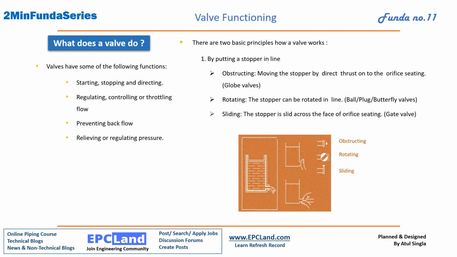Rotating: the stopper can be rotated, for example in ball valves, plug and butterfly valves. The rotating impact will be there to stop the flow. Then sliding will be there mostly in gate valves. The stopper is slid across the face of the orifice seating. So these are the three principles based on which all these valves function: obstructing, rotating, and sliding.